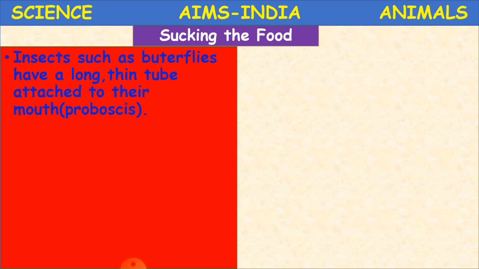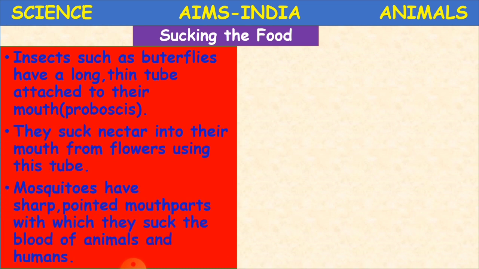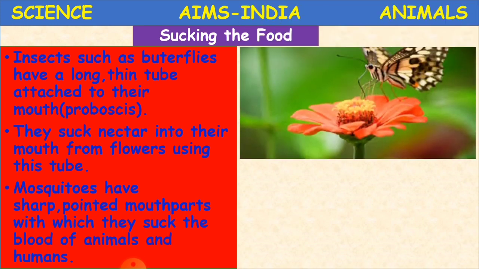Now we learn about sucking the food. Sucking the food, so what is it? Insects such as butterflies have a long thin tube attached to their mouth.